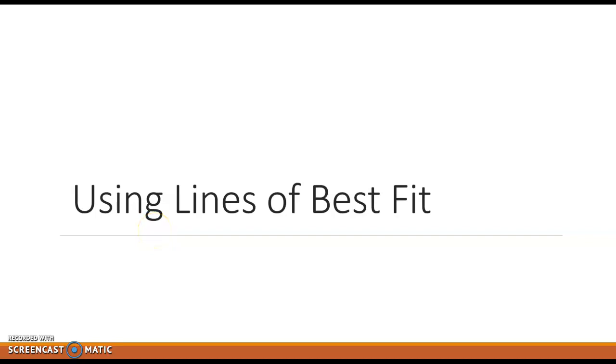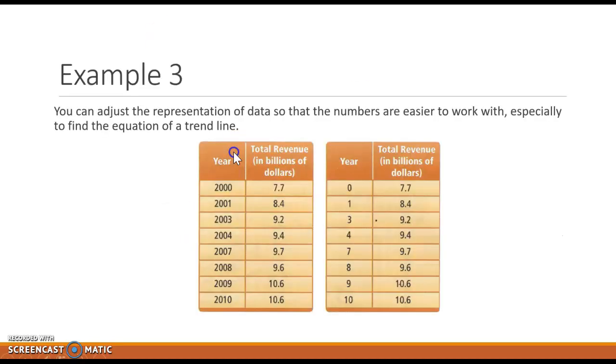All right, so we just learned what trend lines or lines of best fit were. Now we're going to talk about how we can use them given data. So let's dive right on in. This example here is several slides, but it's because I want us to talk about an important thing. Anytime you're given years, adjust the years, and whatever your beginning year is going to become year 0.